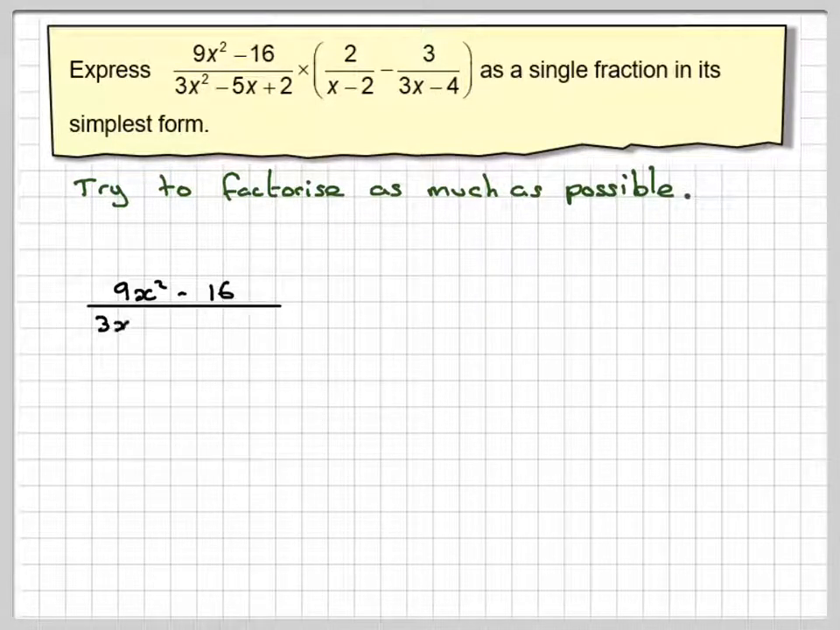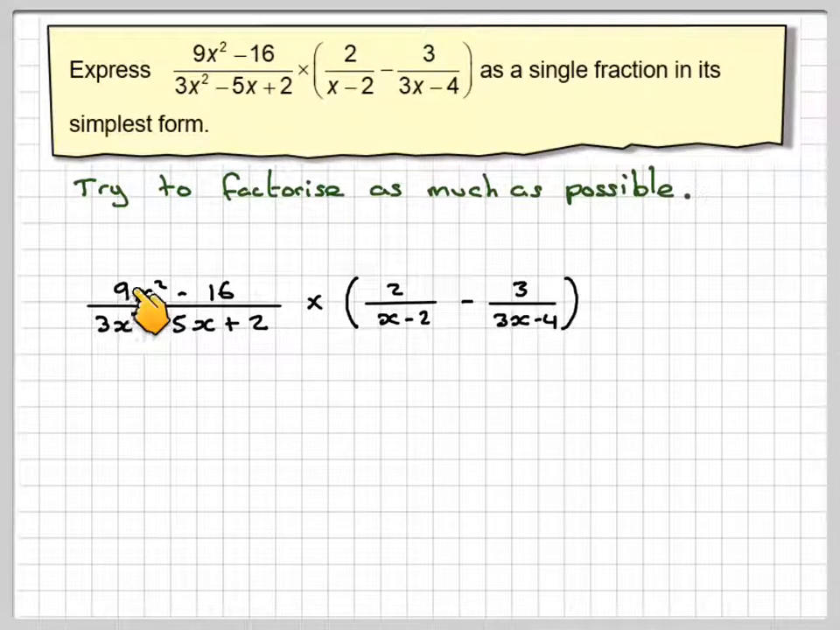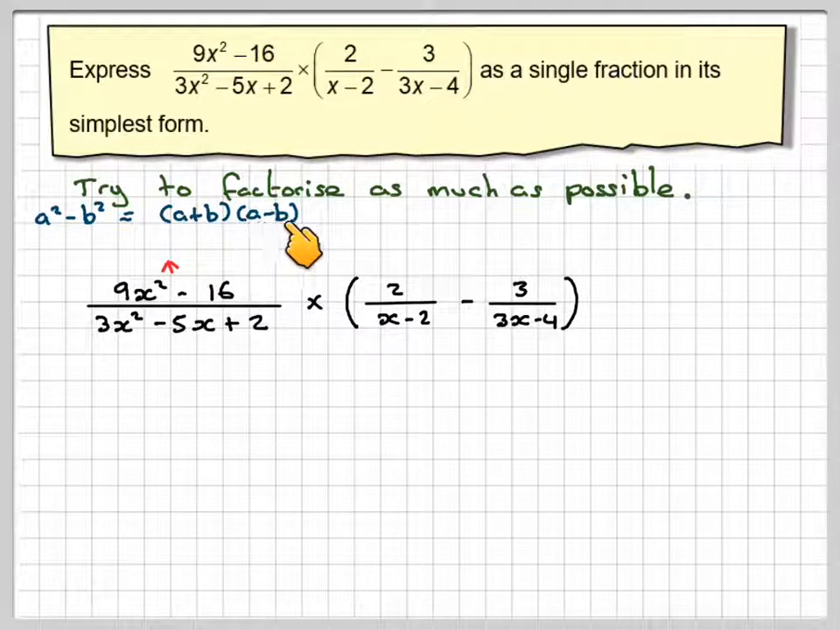So writing out our expression. Now, you might have noticed that what we've got here is the difference of two squares, a squared minus b squared, and we know that factorizes down to a plus b, a minus b. So this becomes 3x plus 4, times 3x minus 4. Right, to do this one here, we'll need to do product.